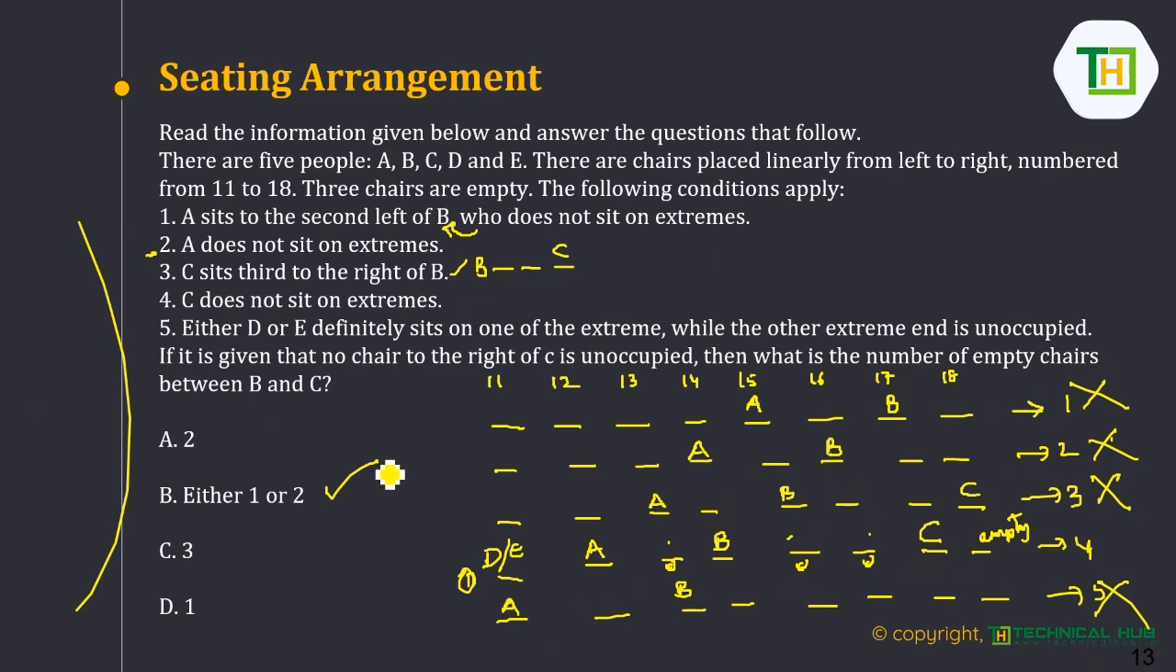Clear? So D and E, one of them must be at one extreme end. So if we write D, we can write E either between A and B, or between B and C. Therefore either 1 or 2 is the right answer. Very very important, either 1 or 2 is the right answer. Good, very good. Not just 2. So only one of D or E must be at the extreme end.